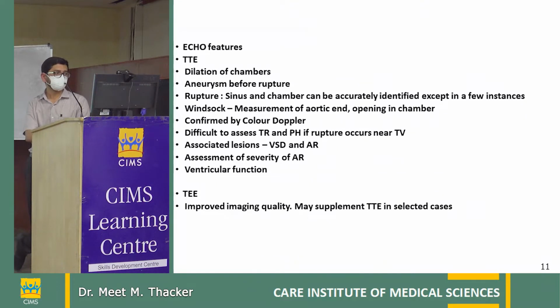The echo features will have dilated chambers into the chamber in which the rupture drains. There will be an aneurysm before rupture, the windsock, as correctly pointed out. It is usually confirmed by color Doppler. It is difficult to assess the right-sided pressures because of the shunt, and associated lesions like VSD and AR will mostly be found. TEE, the transesophageal echo, in this case improves imaging quality and supplements the transthoracic imaging.